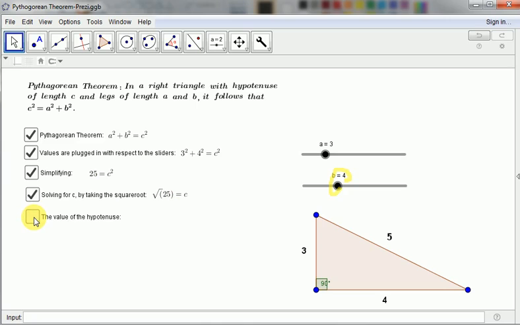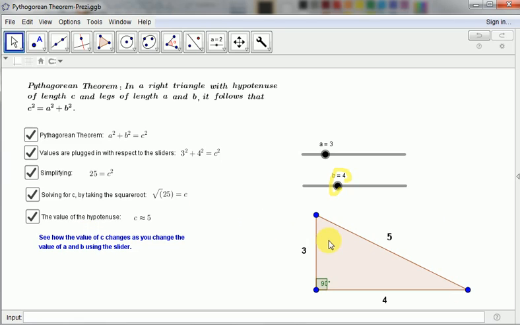Now, in order to find the value of the hypotenuse, we must take the square root of both sides, which in this case is 5, or approximately 5. So see, we have figured out that the hypotenuse is 5 units long.